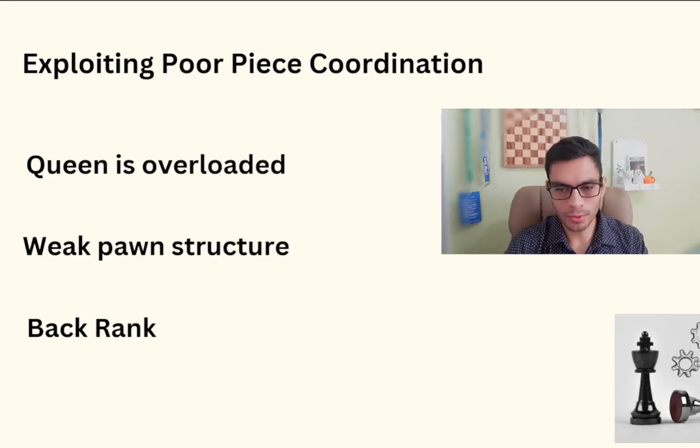Now I will show you three examples, three different scenarios where you can exploit poor piece coordination from your opponent. One where the queen is overloaded, or they have a weak pawn structure, or you can also exploit the back rank. So let's see some illustrations of this.